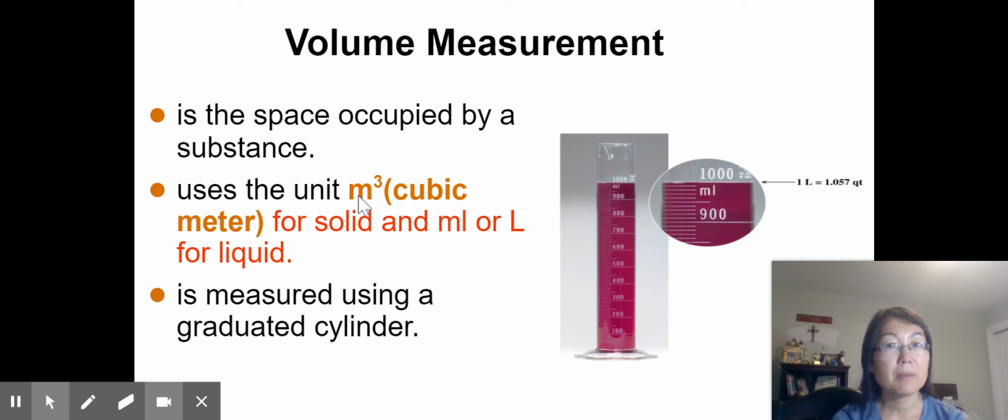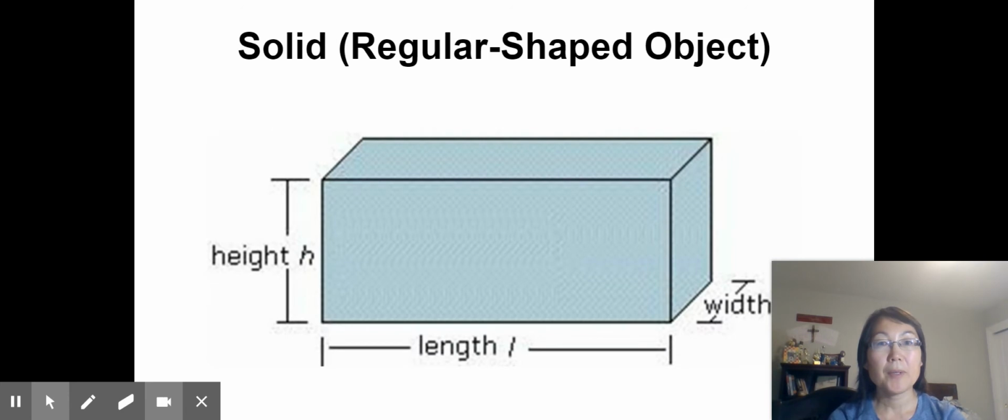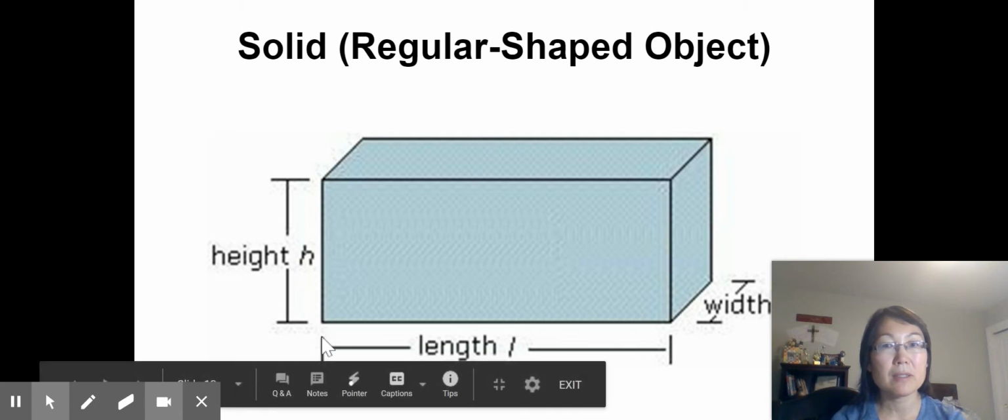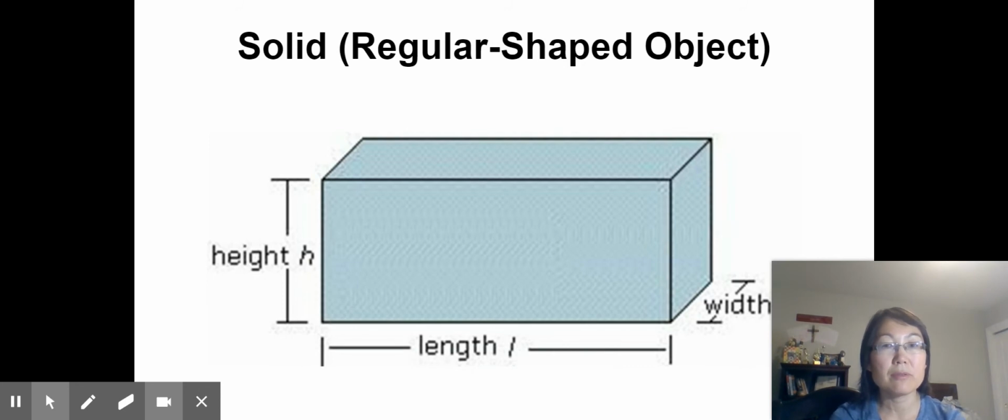For solid, people normally use cubic meter. How do we measure the volume of a solid? We're going to talk about the details later on. Right now, you just need to know that for a regular shaped object, we can calculate it by taking the measurements of length, width, and height, and multiplying them. You might learn it in math, but we're going to go through those eventually.